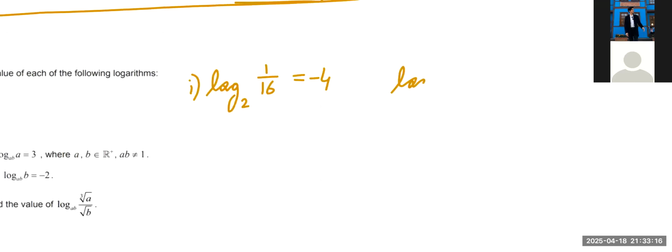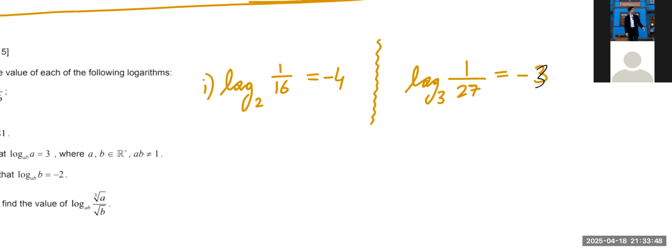Log base 3 of 1 over 27. What is this going to be? Would it be -7? Yeah, because 3 to the power of 7 is 27, isn't it? No. Okay, wait. So what is 3 squared, by the way? 9. So 3 cubed. There you go. That's the answer. Okay, I'll let that slide.